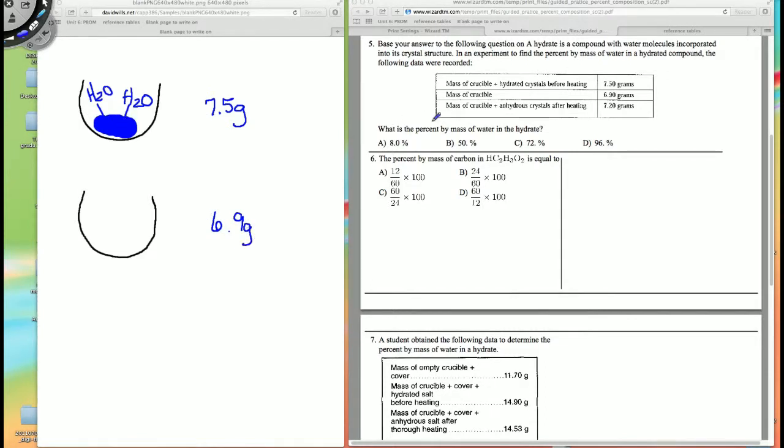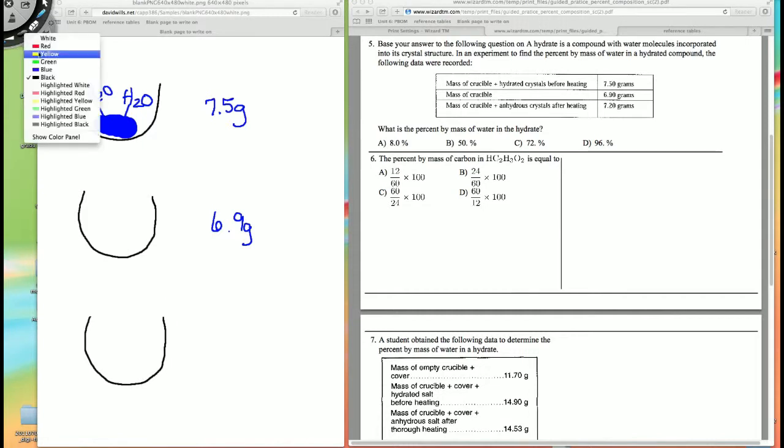And then they tell you the mass of the crucible and the anhydrous crystals after heating. So let me get my bowl back in black here. And here's my bowl. After you heated, those crystals turned gray. Now I don't have gray. Oh yeah, maybe I have gray. Here, let's try this. Oh, look at that. Gray. Those crystals turned gray because the water molecules left. They went. Let's put them down here.